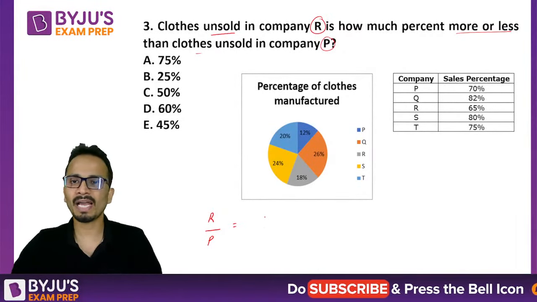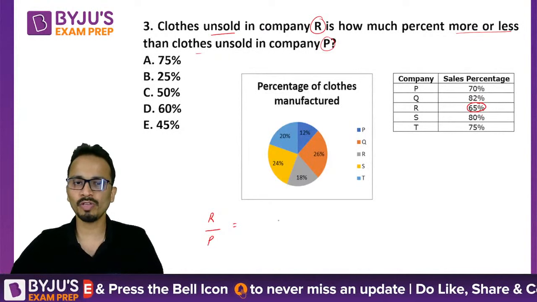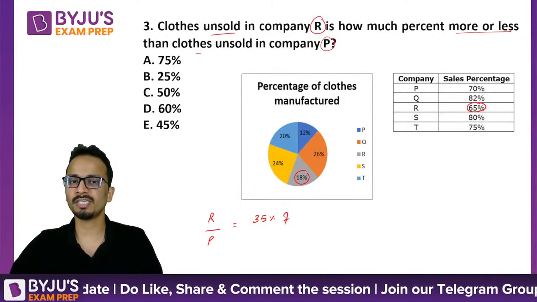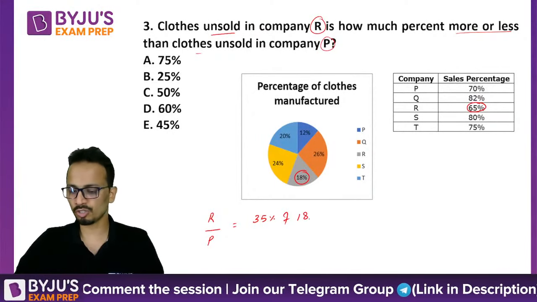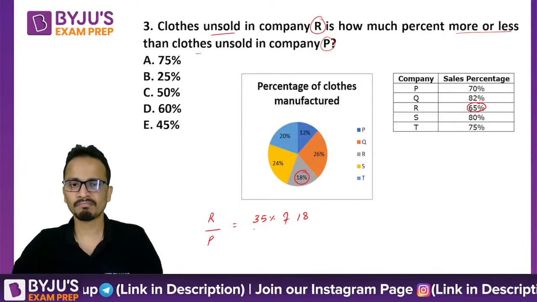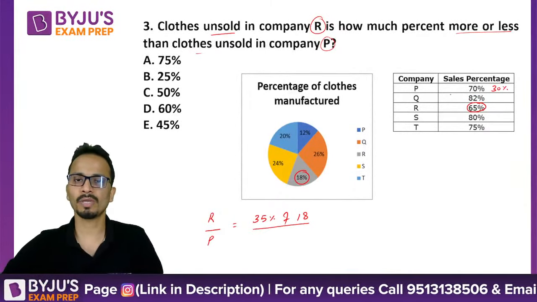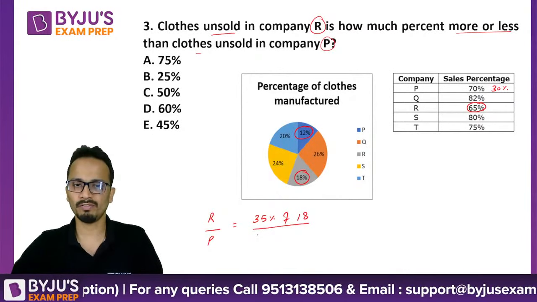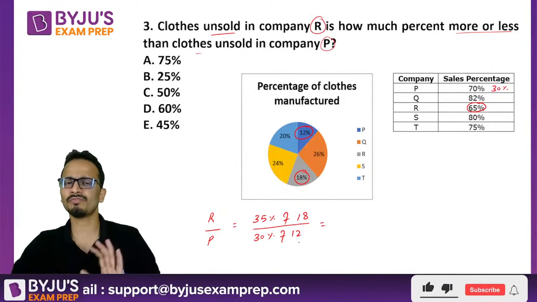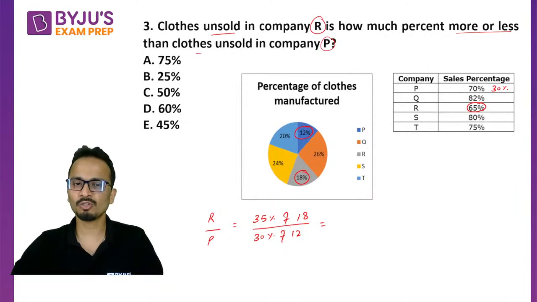So clothes unsold by R. R has sold 65%, so the percentage unsold will be 35%. 35% of how much is manufactured? 18. So 35% of 18 is the value for R. The percentage sign will cancel out. Divided by, for P, unsold will be 30%, and 30% of 12. Now calculate the simplest ratio of these two. So 18 and 12 will cancel.